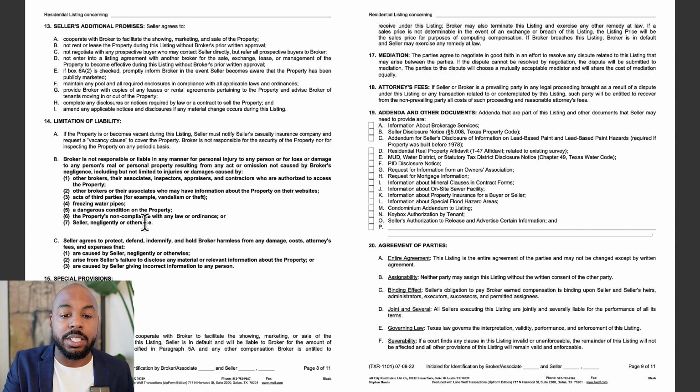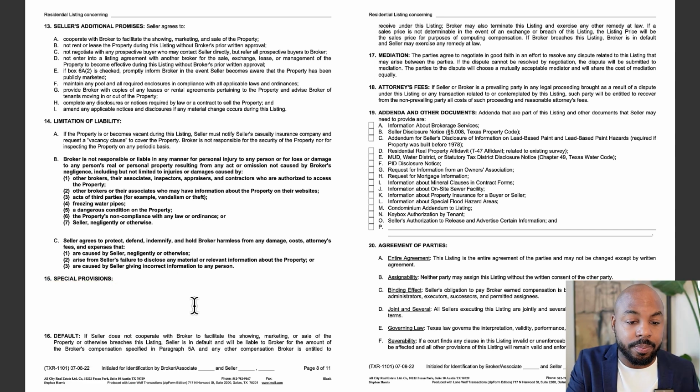And limitation of liability. This also is another section that says we are not liable if anything happens on the property that we're not responsible for. If anyone gets injured or if something happens during a showing, we are not responsible. So if it is not a direct act of the broker, then we will not be held liable. So make sure that you read through all of that. If there are any special provisions that needed to be added, they will be here.